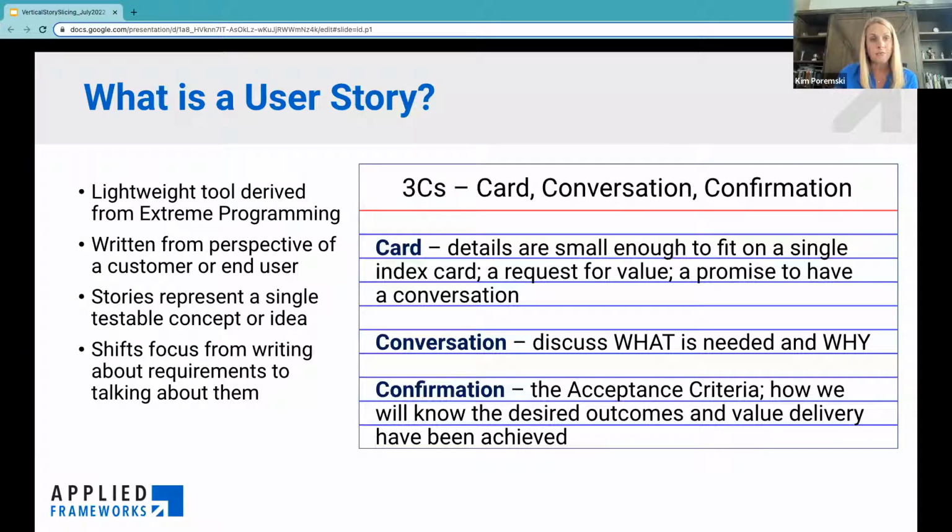The third C is confirmation. We refer to this as acceptance criteria. How will we know that the outcome we are asking for in this user story has actually been delivered? What are the things that we want to validate? Those are the 3 C's that we talk about with a user story.